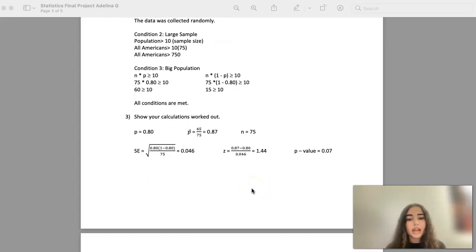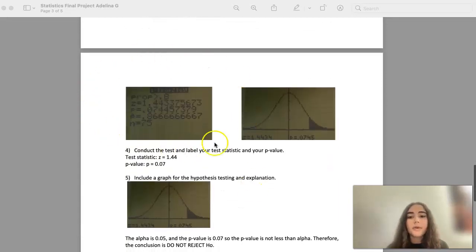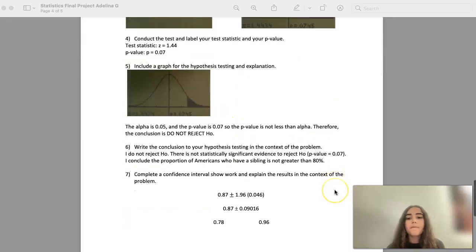Here are my calculations. p equals 0.80, p-hat equals 0.87, the n is 75. To find the SE, you fill in the calculations with the numbers, and it is equal to 0.046. My z was 1.44. My p-value was 0.07, which I found from the calculator. Here is my one-prop z-test in the calculator, and here's the graph. My test statistic is z equals 1.44. My p-value is 0.07, right here.